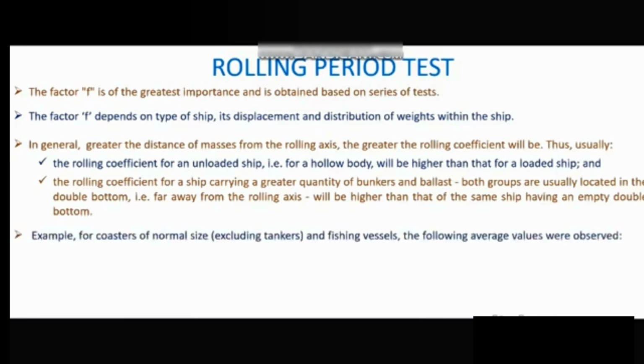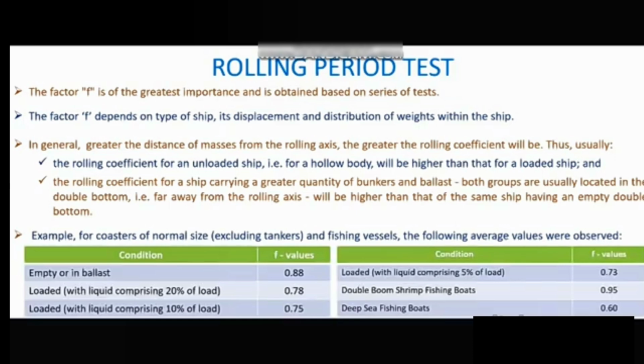Some values of this factor F are typically arrived at, and those values are here. You don't have to remember these values, they are only for information. It's not that you have to mug up these values. You can see these are typical values of F. Empty or in ballast, it's higher, 0.88. Loaded, it's 0.78. So you see the ballast condition value of F is higher. These are only for information. There's no point in mugging them up because they will be ship specific values, right? They cannot be generic for all ships.